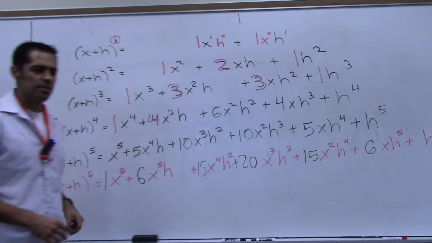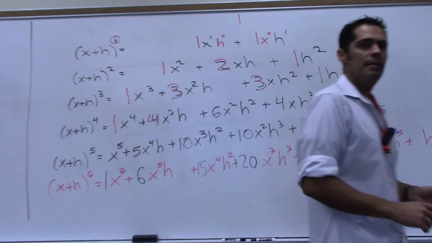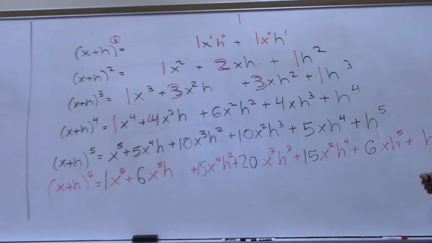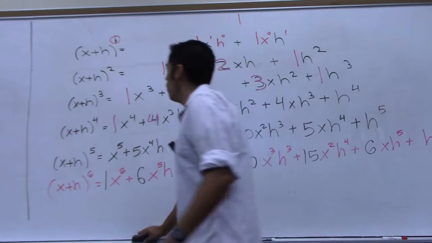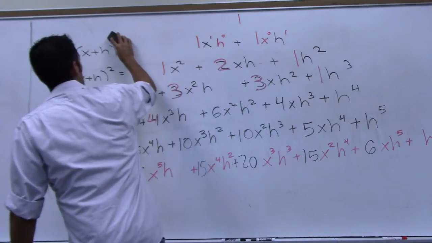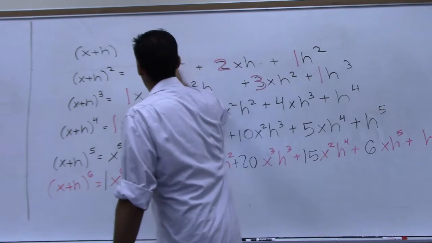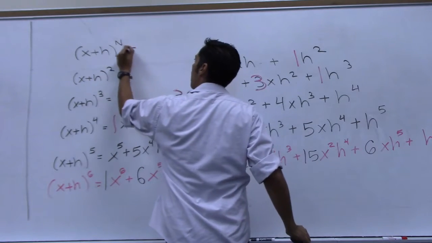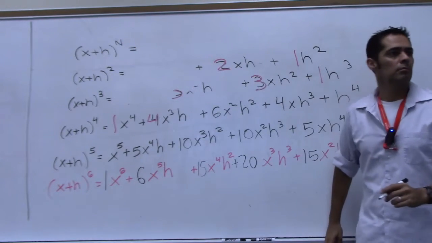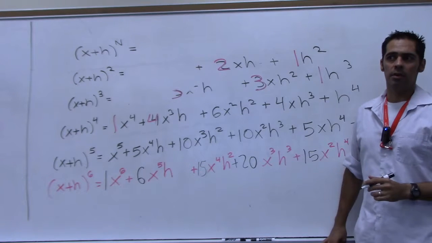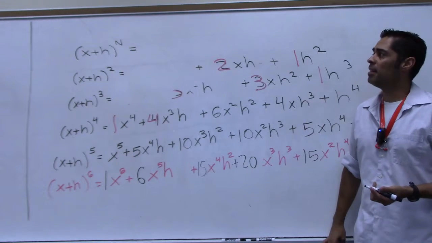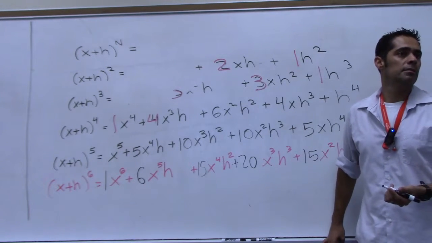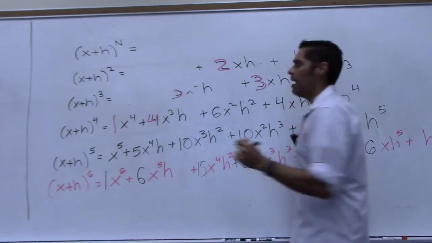Anyways, this is just something that may come into play later on. I know for a fact in Cal 1, what we do is we say, well, what would this look like? What would x plus h to the n power look like? If I don't tell you what the power is. So what can you tell me the first thing would be? x to the n.